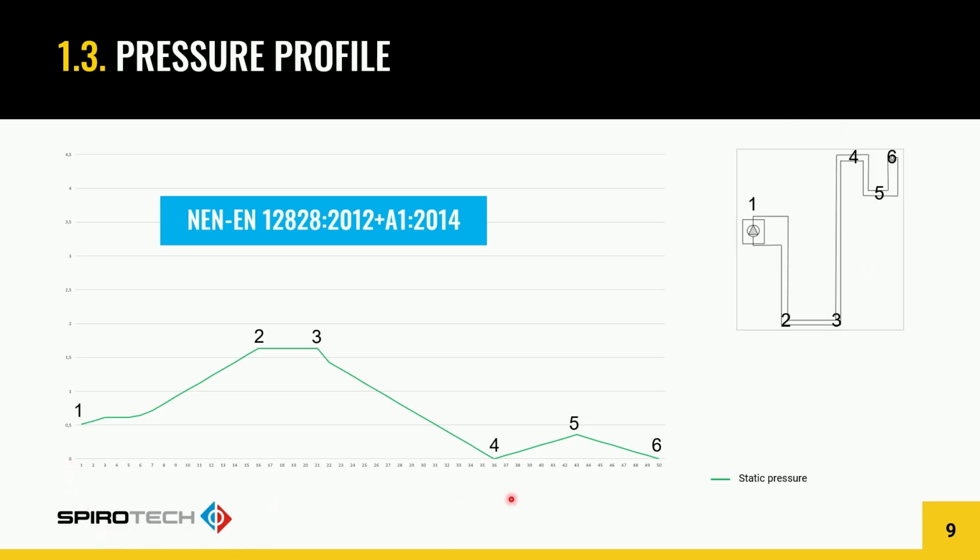The x-axis represents the length of pipework, so 50 meters from the boiler to the farthest user, and 50 meters back to the boiler. So this is where we see the boiler in the graph, number 1, and this is where we see the farthest user, number 6. And the numbers in between correspond to the numbers in this building. So 2, 3, 4, and 5. Keep in mind, what you see here is only the static pressure.